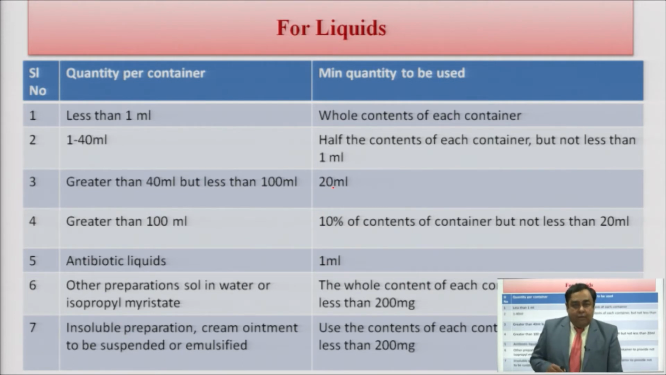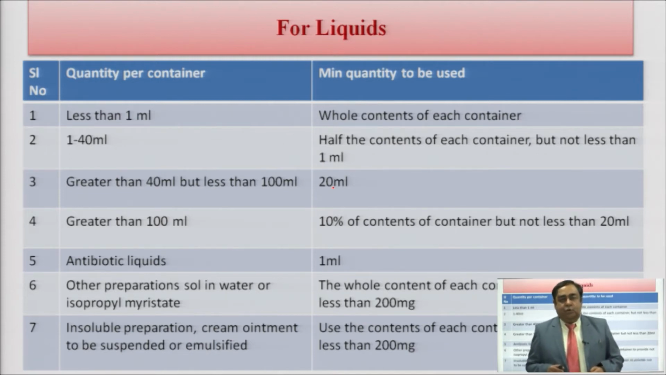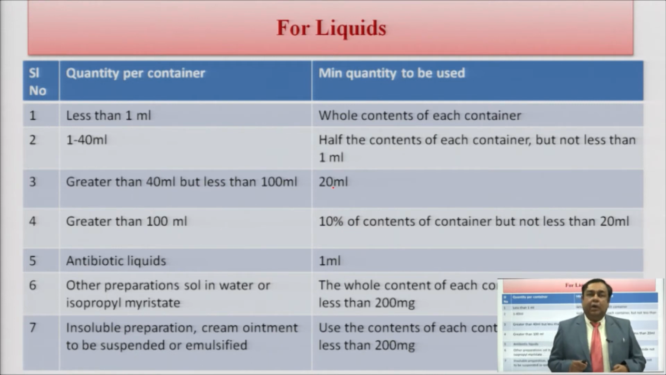If the product volume for that liquid preparation is greater than 40 ml but less than 100 ml, then the minimum quantity to be used is 20 ml. However, if the final preparation has a volume of more than 100 ml, in that case you have to take 10% of the volume of the final container, but it should not be less than 20 ml. So, these guidelines are laid down as per the Indian Pharmacopoeia.